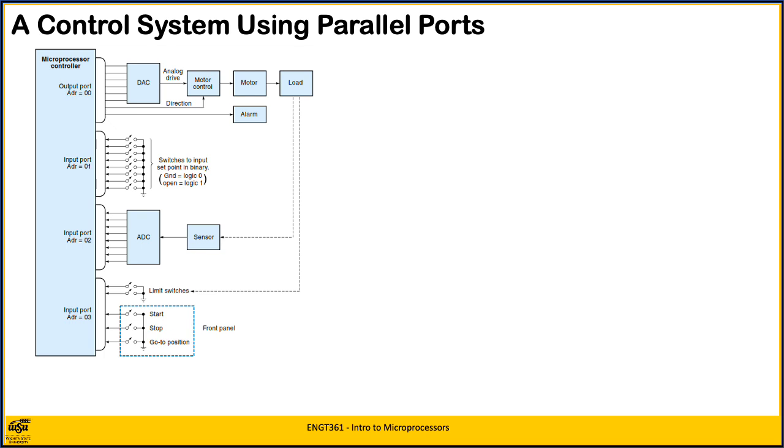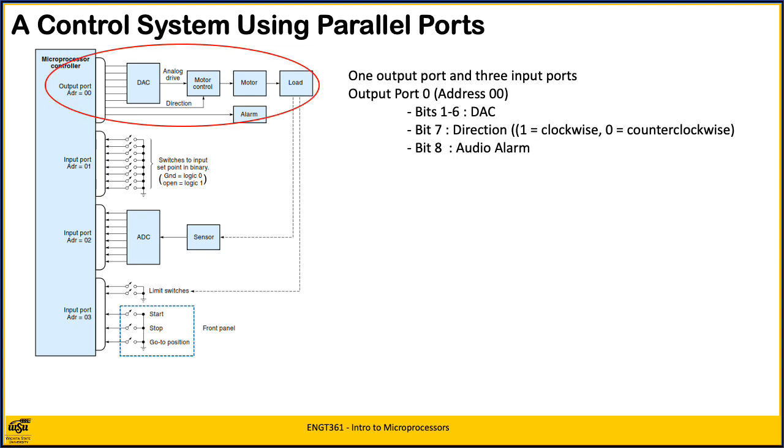This slide shows a position control system using a microprocessor-based controller with parallel ports. This particular system has one output port and 3 input ports. Each port has its own address. The output port is partitioned. 6 bits are converted in a DAC to provide the analog motor drive signal. The 7th bit specifies motor direction, 1 being clockwise and 0 anti-clockwise, and the 8th bit turns on an audio alarm if some emergency situation is detected.